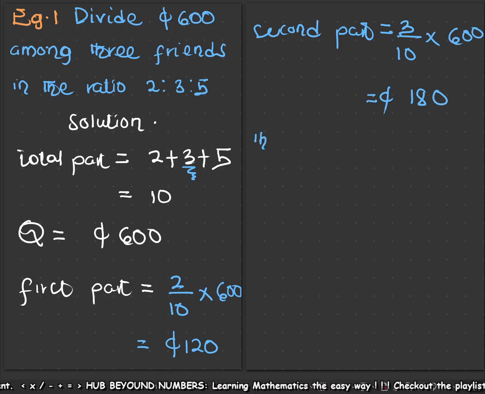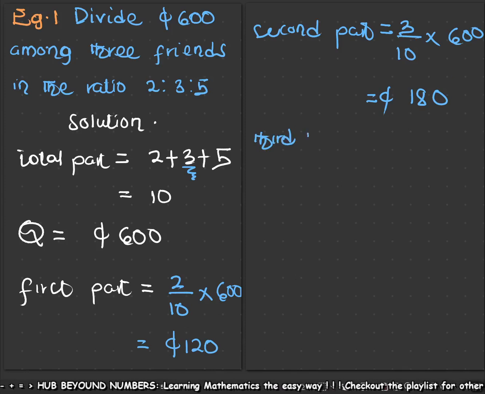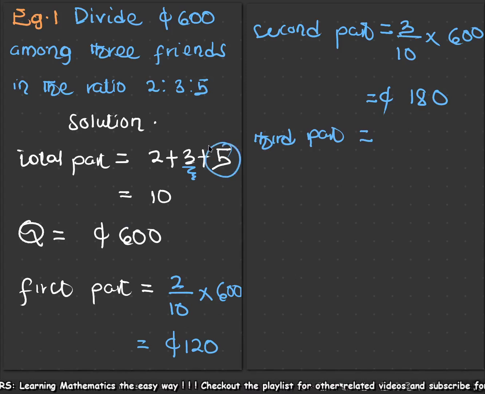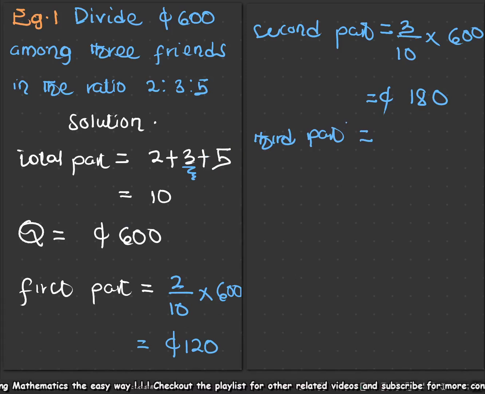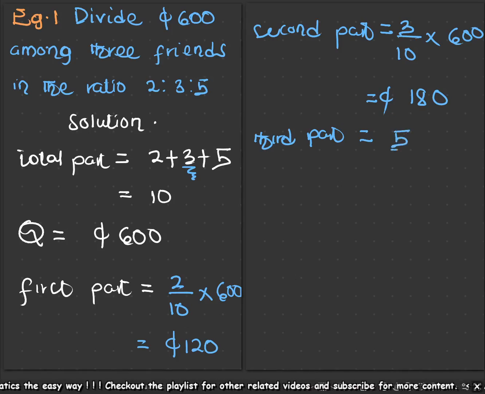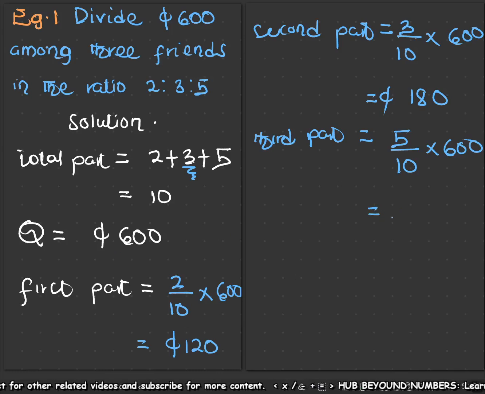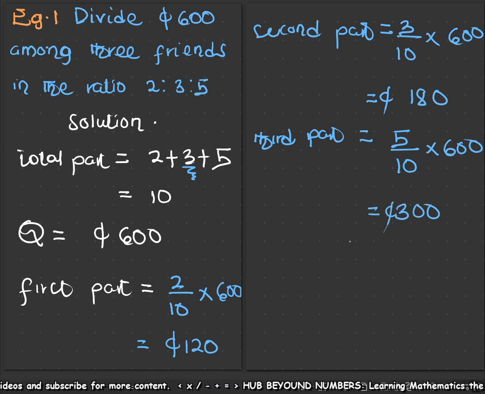Then for the third part, that is also going to be the third ratio, which is 5. You see? So 5 all over the total part, which is 10, then times 600, which is our quantity. And that also gives us 300. So 300 Ghana cedis.